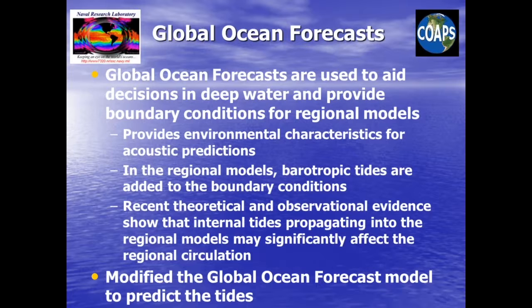And so the decision was made to sort of say, could we in fact put tides directly into the global model and make a forecast of the tides as well as the ocean circulation? And Brian did that in this model. And so now we actually have, in principle, a model where eventually we'll be able to predict not only the ocean circulation, but the tides.